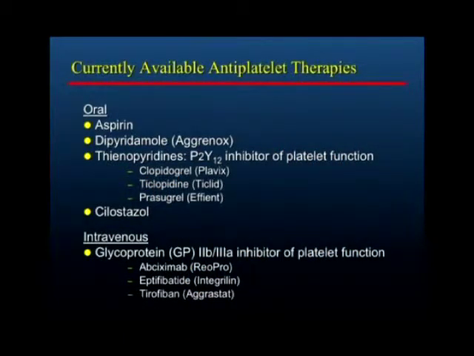So the currently available antiplatelet therapies are, obviously, aspirin; dipyridamole, which we're using in the combination form of aspirin and slow-release dipyridamole called Aggrenox; and the thienopyridines, which all block the P2Y12 ADP receptor: clopidogrel, ticlopidine, and also prasugrel. Cilostazol does have some antiplatelet benefits, and also the IV 2B3A inhibitors, which I'm not really going to discuss today, but you can see the three listed there.